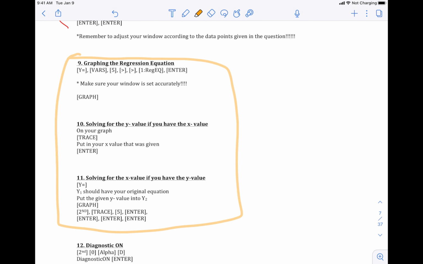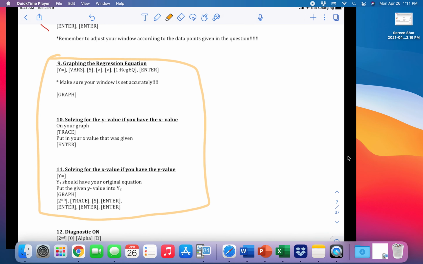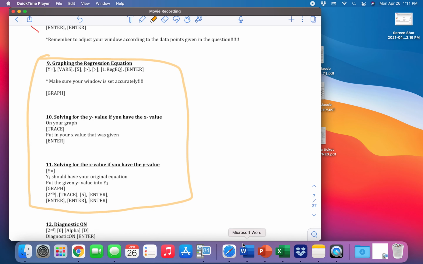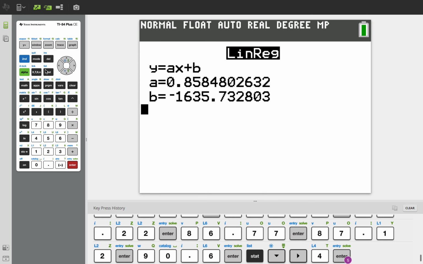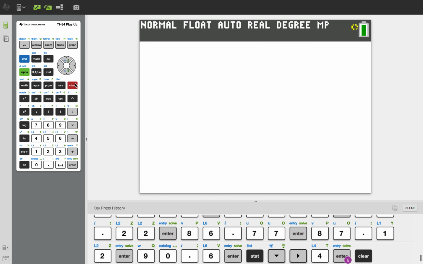So we're going to go to y equals, we're going to do vars. This is going to copy and paste our equation into our graphing part so that we can graph it correctly with a lot of accuracy. Okay, so our next step, in order to answer any questions based off of this, is to start by pressing y equals.